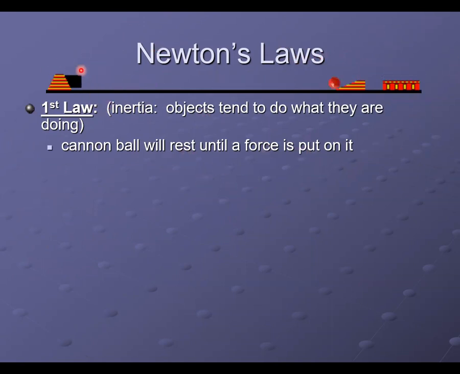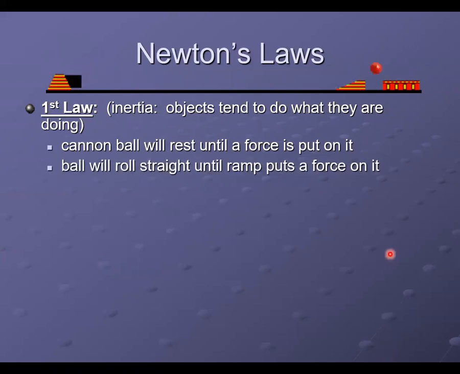So how can we see a cannon and cannonball demonstrating Newton's first law? Well, the cannonball that's in the cannon is going to stay at rest until a force is put on it. What force are we talking about? We're talking about the lighting and ignition of the gunpowder. So that cannonball is not going to move until that cannon is actually lit and fires. Now, when the ball is rolling, it is going to continue rolling until it runs into the ramp, which causes it to change its direction, changing force.